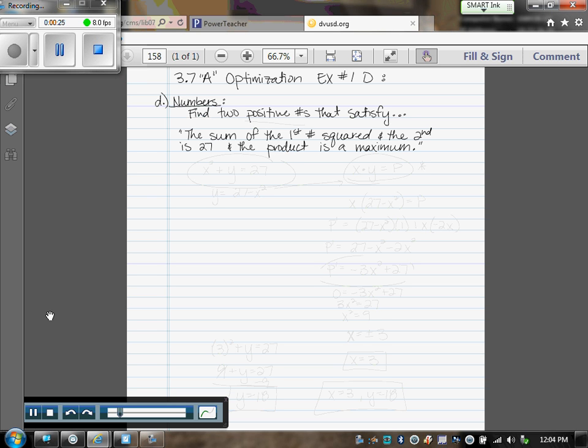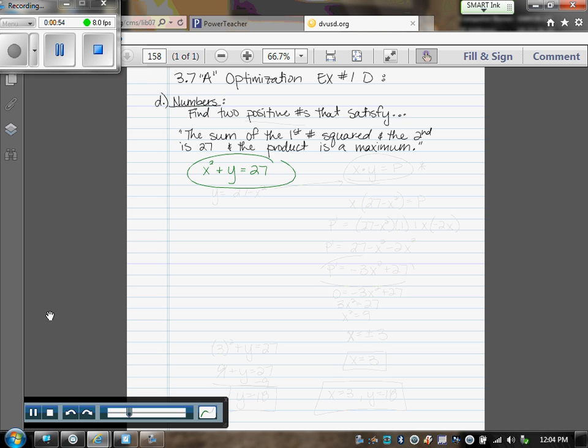Let's start with the first little piece of the sentence that says the sum of the first number squared. So let's call the first number x. And the second number, let's call y. It says the sum of the first number squared and the second number, so sum means plus, is, so equals 27. So I came up with that equation from the first little piece of the sentence. Again, it says the sum of the first number squared and the second number is 27.